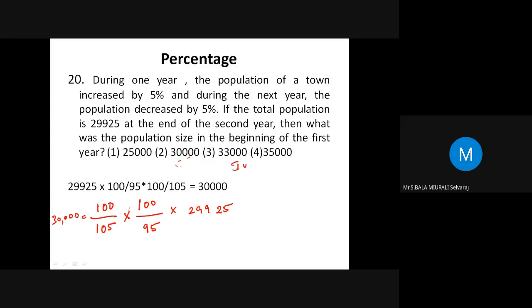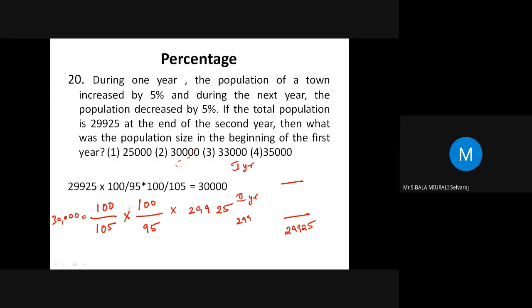First year population, we don't know, right? Second year population also, we don't know. At the end of the second year, we have 29,925, correct? That is the question. The population decreased by 5%. Then we have deducted on 100 only. Why not on 105? Ma'am, that is increased. 105 is for increase, 95 is for decrease. Okay, I'll operate in this method also.